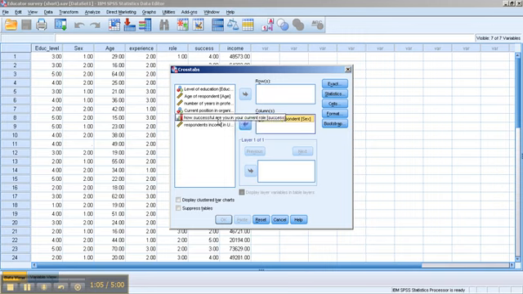Let's look at the sex of the respondent on their position or their role in the organization. Okay, so what we're looking at is the crosstab between the sex of the respondent and their current position in their organization or their role. Okay, so we pulled over our two variables.